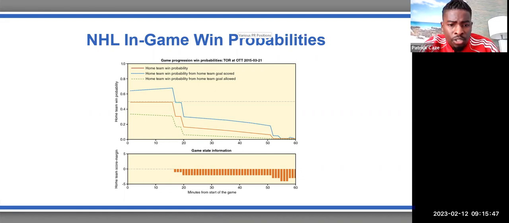And then minutes from the start of the game, you have your X and Y axis, and you compare those two. So if it's 10 minutes in, this is what would happen. 20 minutes in, 30 minutes in, 40 minutes in, what's the likelihood of us winning the game based on those time marks, and whether or not the team scored a goal or allowed a goal.